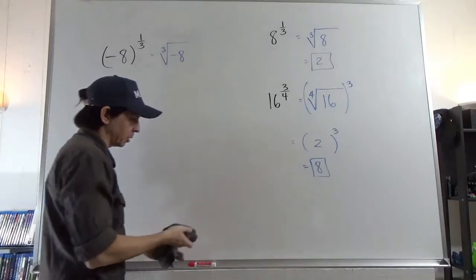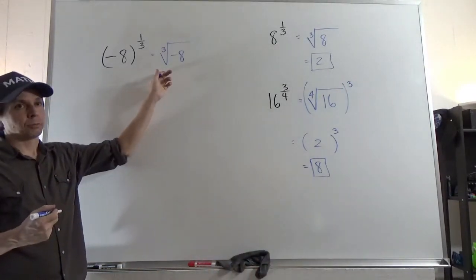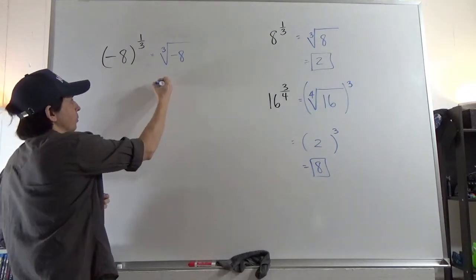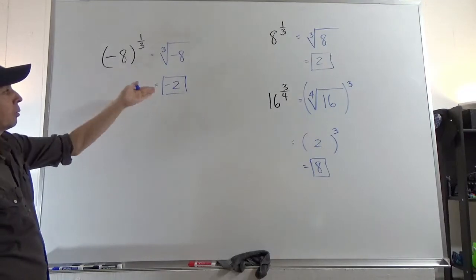Is that a number? Is there an answer, or is that not a real number? It's an odd root. And there is a number that works, -2. So -8 to the 1/3 power gives you -2.